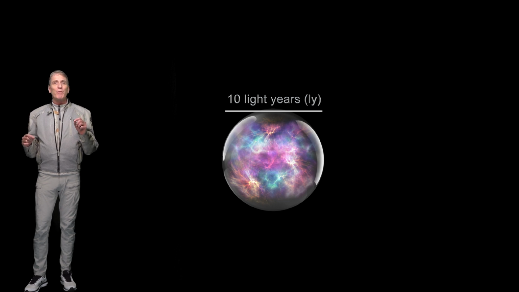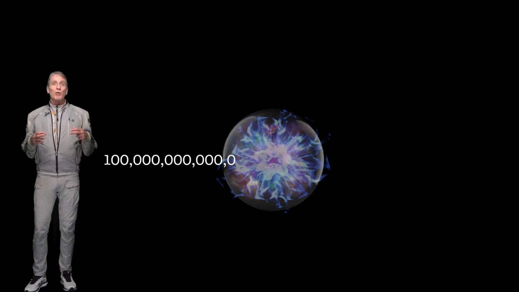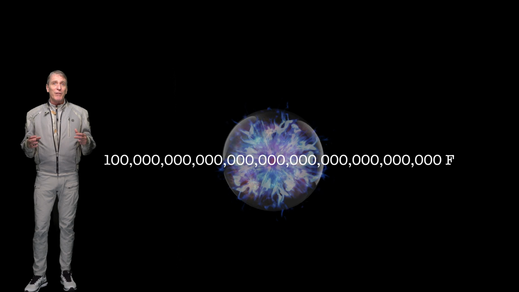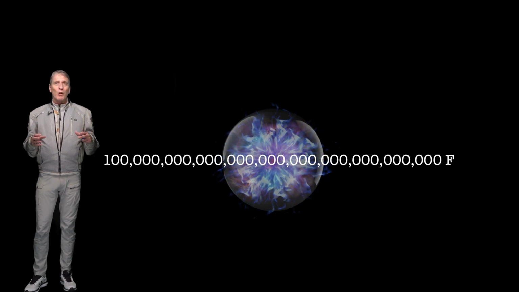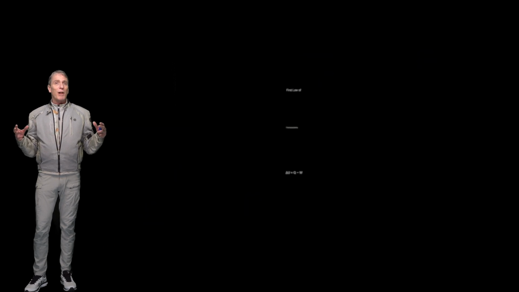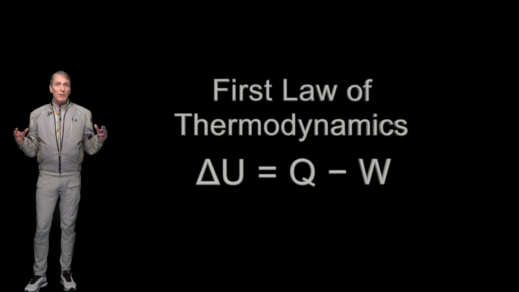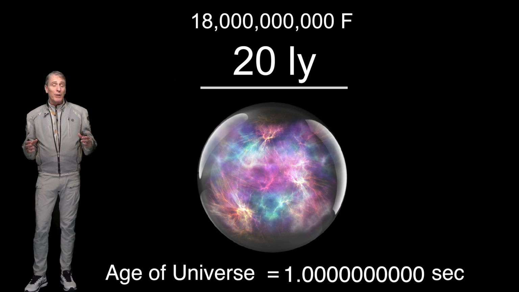In that first tiny fraction of a second when the universe was expanding faster than it is even today, it started off hot, like 100 million trillion degrees Fahrenheit hot. The only forms of matter that can exist at that temperature are quarks, gluons, and electrons. As the universe expanded, it followed the first law of thermodynamics, which basically means it cooled proportionally with the expansion. At around the 1 second mark, the universe had expanded to around 20 light years across, and temperatures had dropped to around 18 billion degrees.